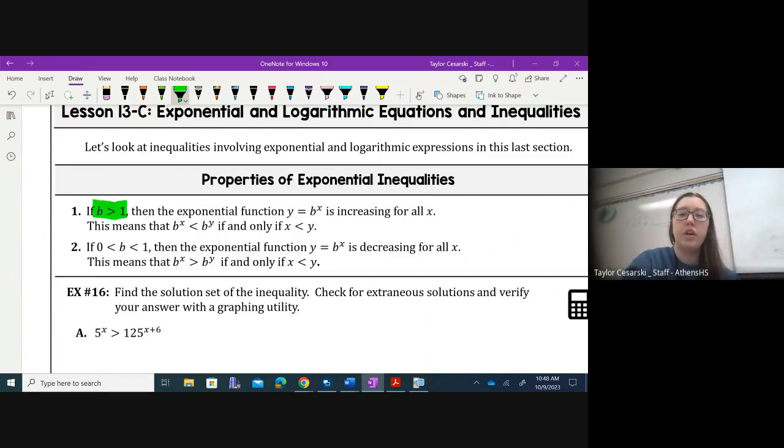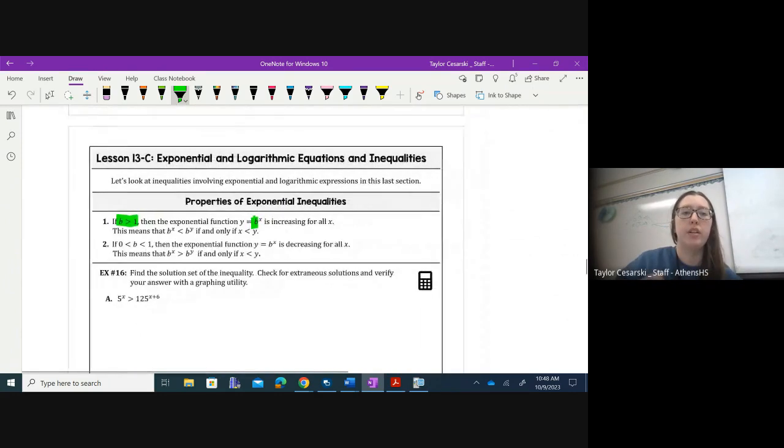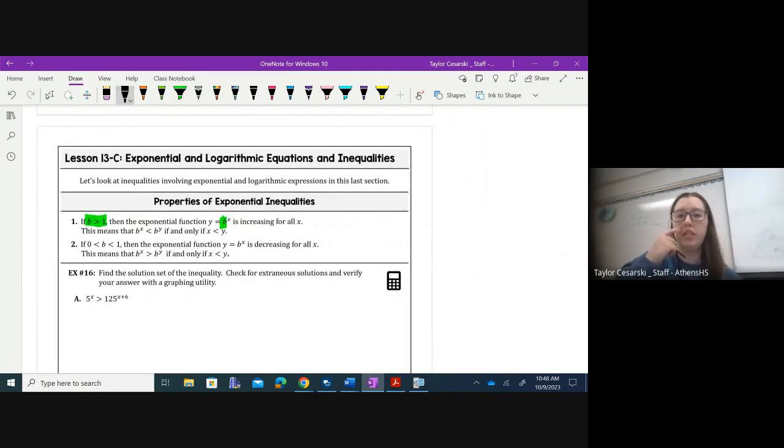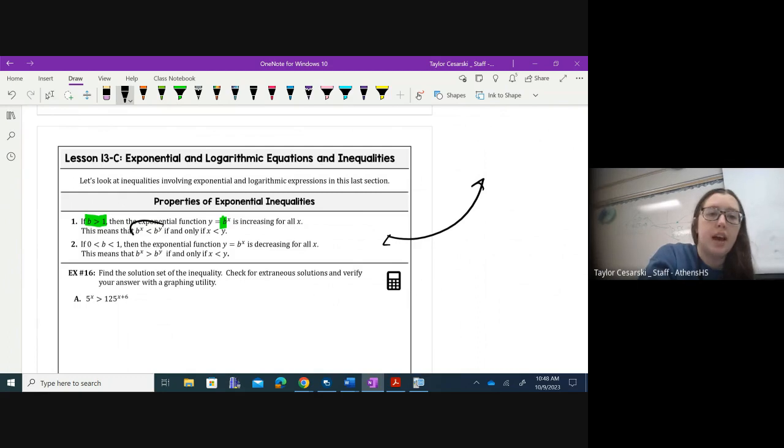So if b is greater than 1, meaning if I have a base of an exponential that's greater than 1, like 2 to the x or 3 to the x, that is increasing for all x values. Looks something like that. That means that if I have b to the x is less than b to the y, then it's just going to follow that x is less than y because it's increasing.